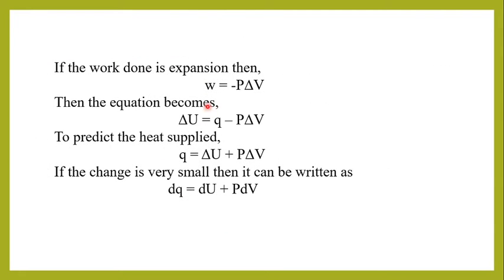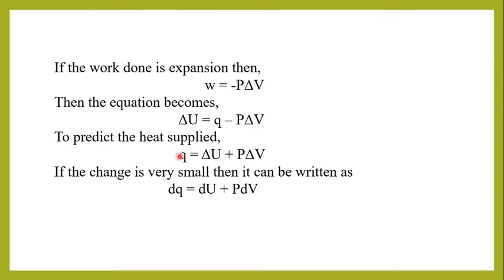So if the work done is the expansion work, then we know that expansion work, that is W, is given by minus P delta V. So when we put this value of W in the first equation, that is delta U is equal to Q plus W, instead of writing W, we are writing minus P delta V.